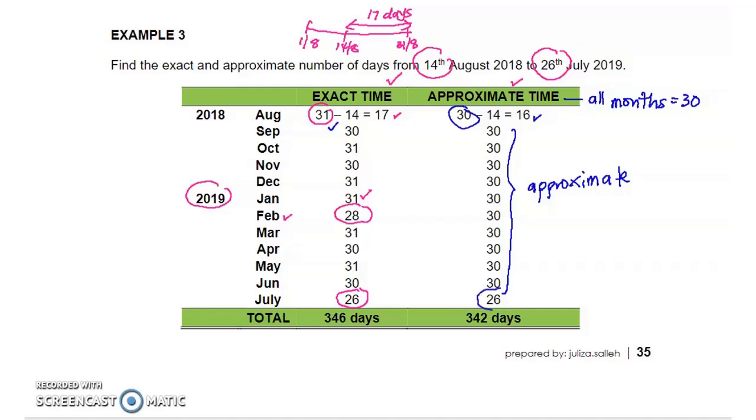And July 26. Why 26? Because the end date given is 26. So if we total up using exact time, all together there will be 346 days between these two dates, 14 August to 26 July. And if we use approximate time, it is only 342 days. Okay, so that is the difference between exact time and approximate time. Exact time, we use the exact number of days in that particular month. Approximate time, we assume all months equal to 30 days.